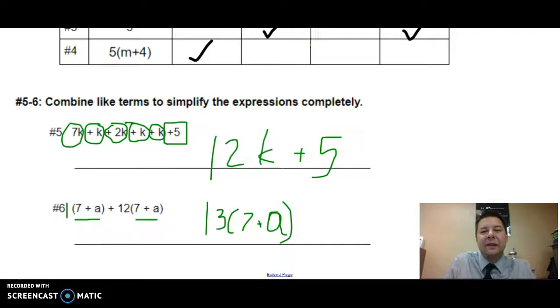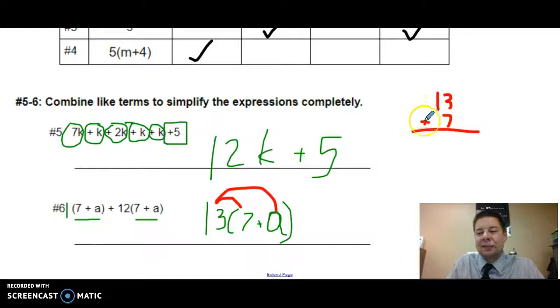All right, so now is kind of the part where we extend this. So yes, it's 13 times 7 plus a, but we can use the distributive property to distribute my 13 over to my 7 and over to my a. All right, so what that means is I'm going to take 13 times 7, and I don't know what that is, so look at me multiplying. That's a multiplication sign, by the way, with my mouse writing.